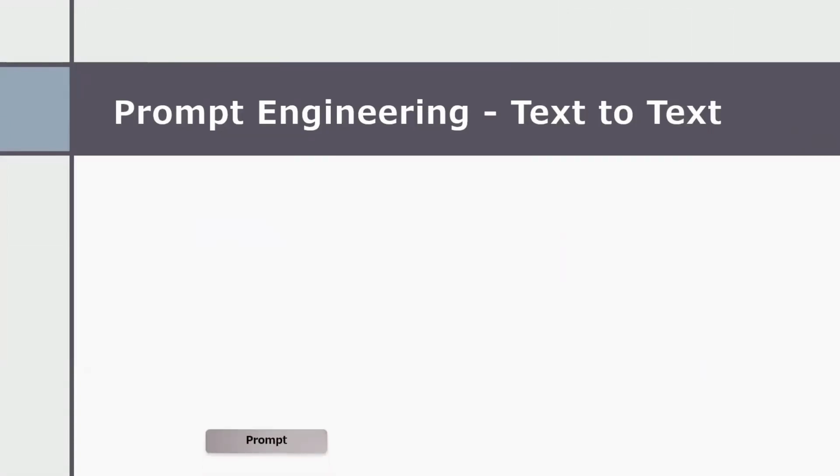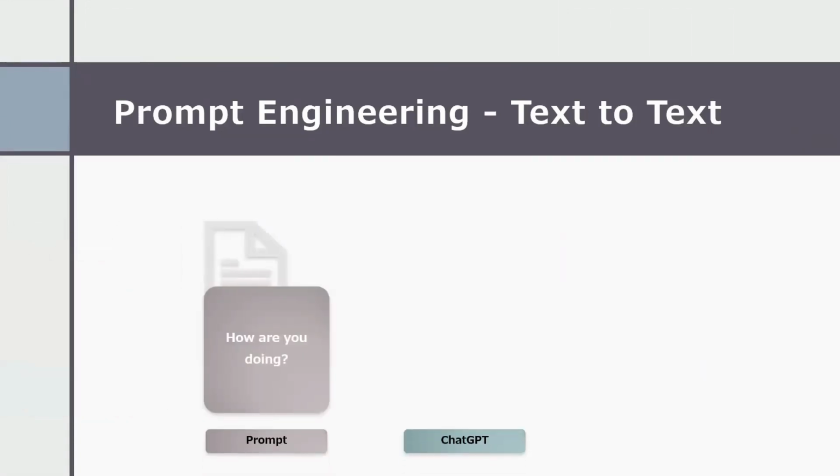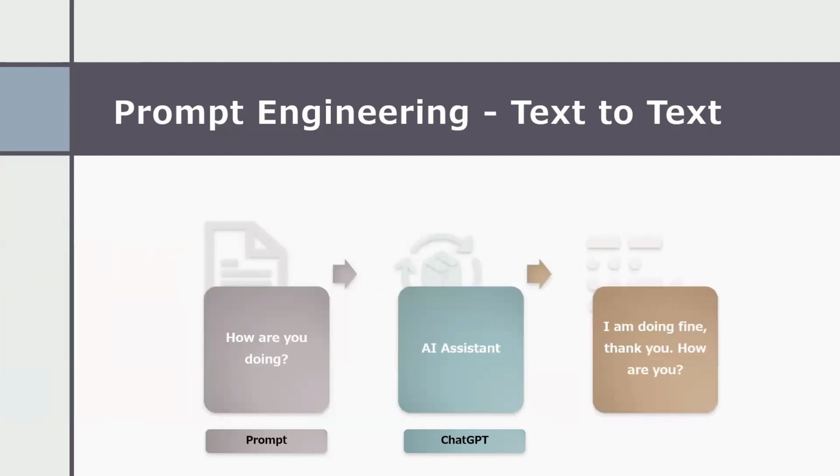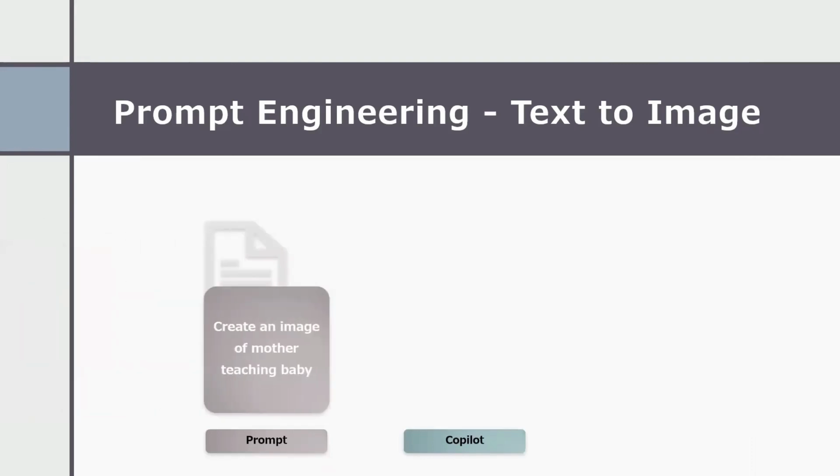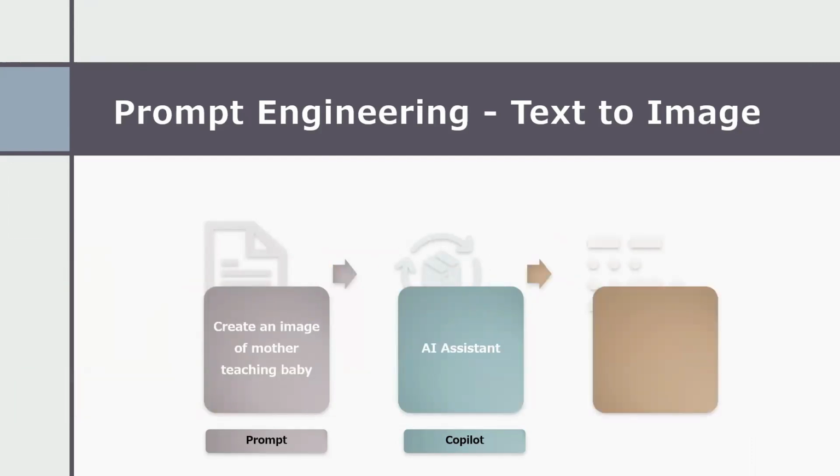So here, how are you doing is a prompt, which the AI assistant will respond to by giving another question or answer based on your prompt. Here the example of AI assistant used is ChatGPT. Let's take another, text to image. Create an image of mother teaching baby is a prompt, which the AI assistant will respond to by generating an image based on your prompt. Here the example of AI assistant is Copilot.